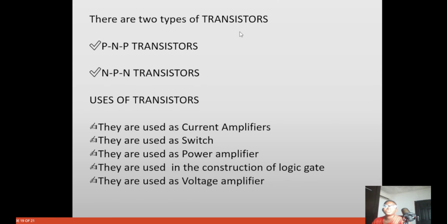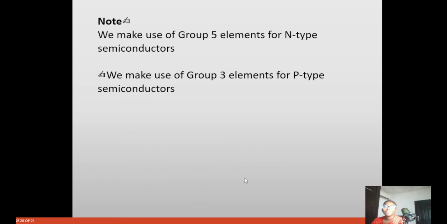There are two types of transistors: we have the PNP transistors and we have the NPN transistors. What are the uses of transistors? They are used as current amplifiers, as switches, as power amplifiers, in the construction of logic gates, and as voltage amplifiers. Don't forget that we use group 5 elements to make the n-type semiconductor, and we use group 3 elements for the p-type semiconductors.